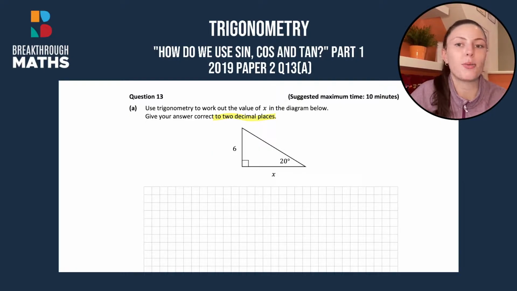So in this question we're told we have to use trigonometry to work out the value of x in the diagram below, and we have to give our answer correct to 2 decimal places. So the first thing we need to see, well, what is x? We can see x is a side.